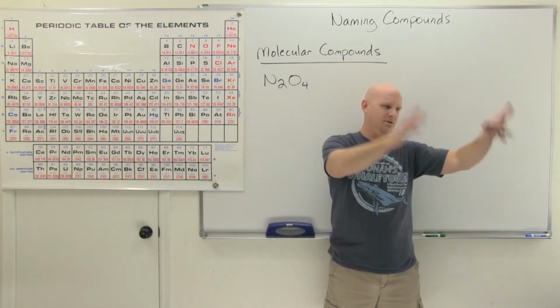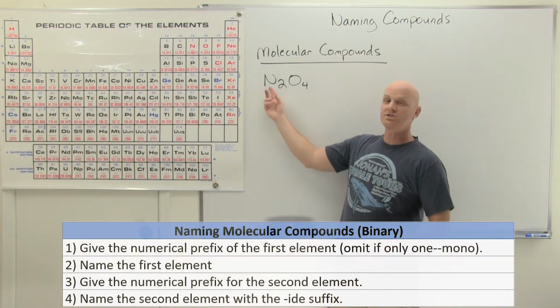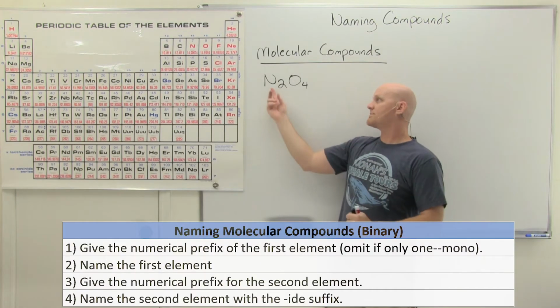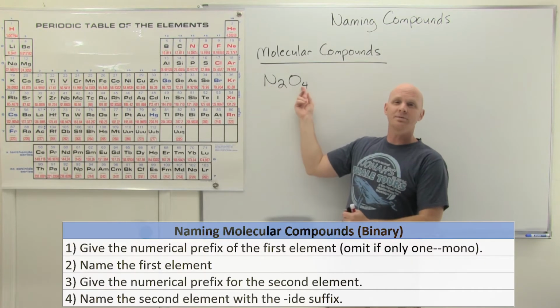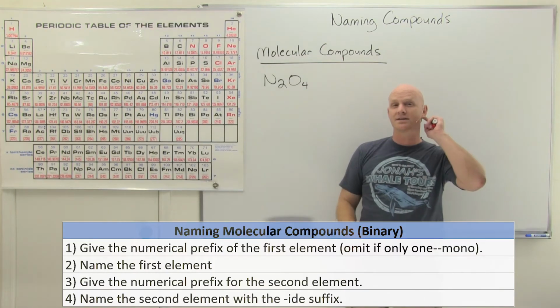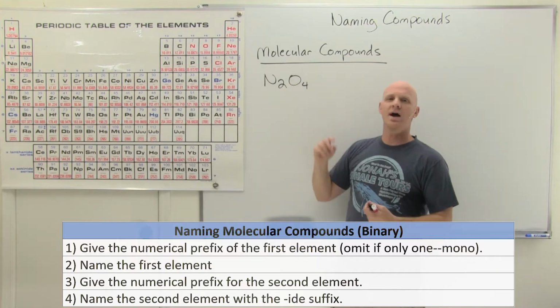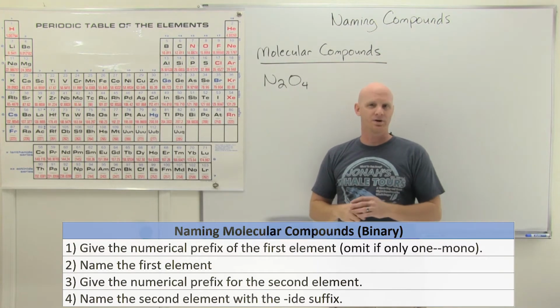So they said, okay, scrap it. We're still going to name the first element first. We can't call it a cation anymore. We don't have ions anymore. It's not ionic. So you name the first element first and the second element second, and you still name the second element with an IDE ending. But you have to tell me how many of each element you have with a numerical prefix.